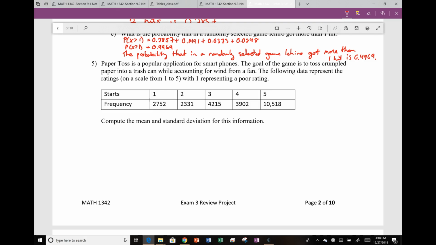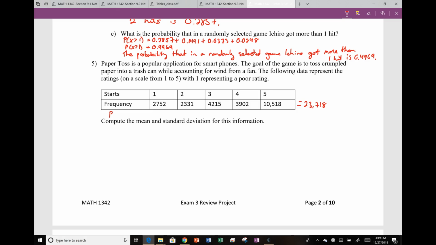The frequency is, there were 2,752 people that gave it a 1, 2,331 people that gave it a 2, and so forth. We don't have the probabilities. We actually just have the frequencies. So we first need to find out how many total people evaluated this game. So we add each of these up. When we add this up, we get that there were 23,718 people that evaluated or rated this game.